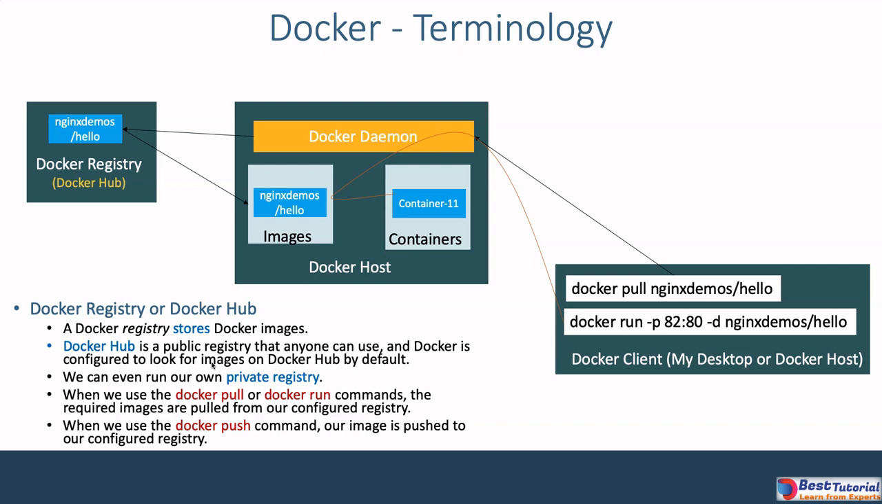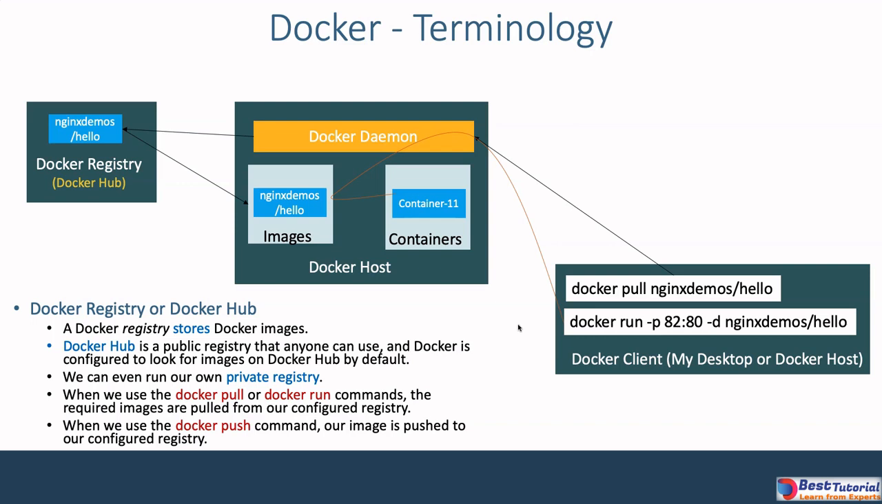When we use the docker pull or docker run commands, the required images are pulled from our configured registry, right? When we use the docker push command, our image is pushed back to the registry. So we are going to see two flows. From what we have seen here, we are going to distribute the complete thing into two flows and implement them in our upcoming lectures.